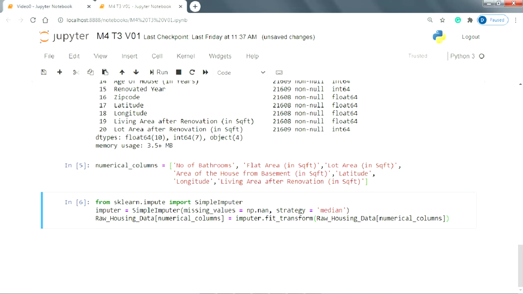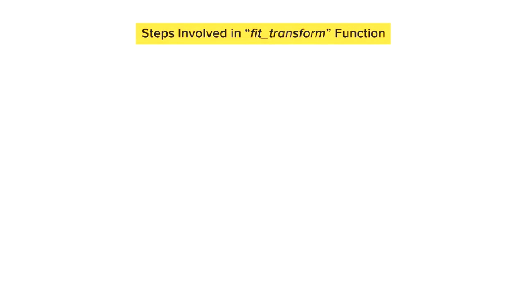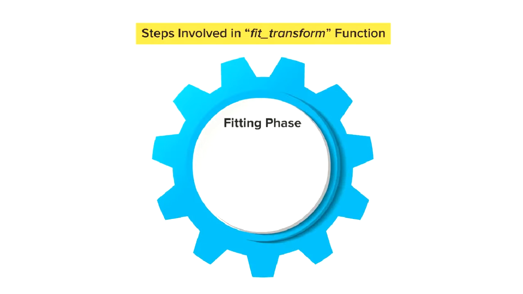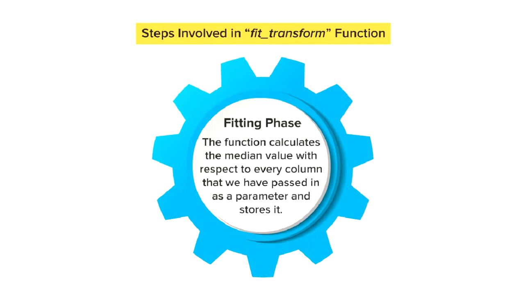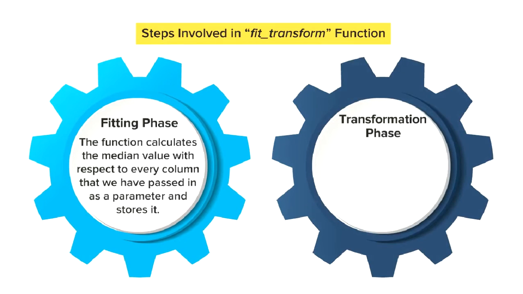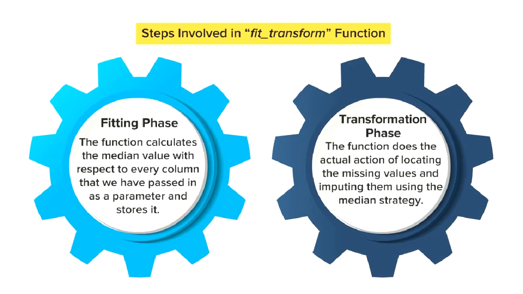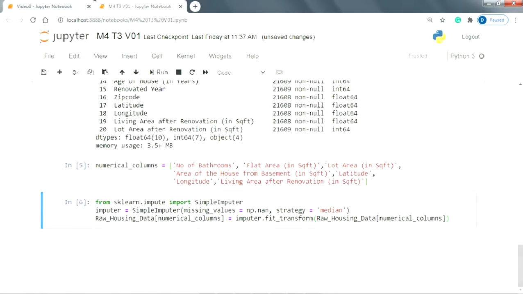Now that we have instantiated our imputer, we use it to impute all the numerical columns of raw housing data. In this line, we call the function fit_transform using the imputer instance that we have just created. We are passing the numerical_columns of the raw housing data to this function. Now, the function fit_transform is a two-step function. During the fitting phase, it calculates the median value with respect to every column that we have passed in as a parameter and stores it. In the transformation phase, the function does the actual action of locating the missing values and imputing them using the median strategy. So let's run this cell.